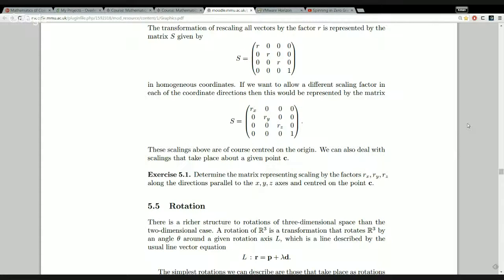So good. Now this simpler example of scalings will motivate what we're about to talk about in terms of rotations. Okay. Any questions before we continue on?